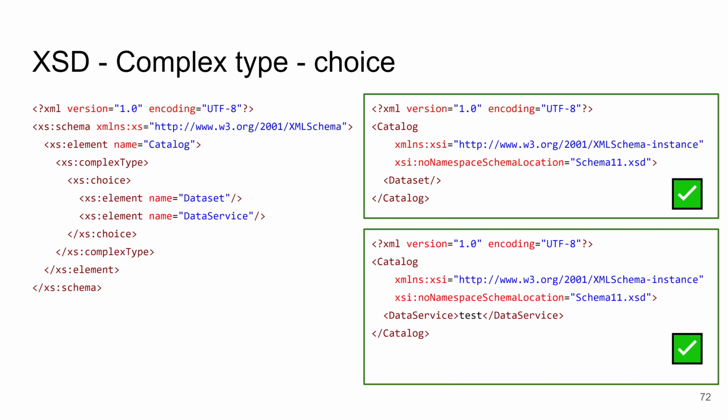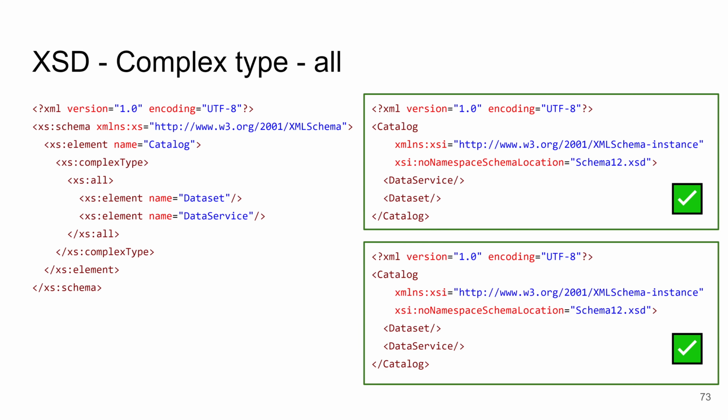Now, the sequence is not the only element content model that you may use. You may also use choice. The choice here says that the content is just one of the options specified. Not all of them, but just one. In this case, it means that the catalog element should contain either a dataset element or a data service element. So both the instances in the slide are valid here.